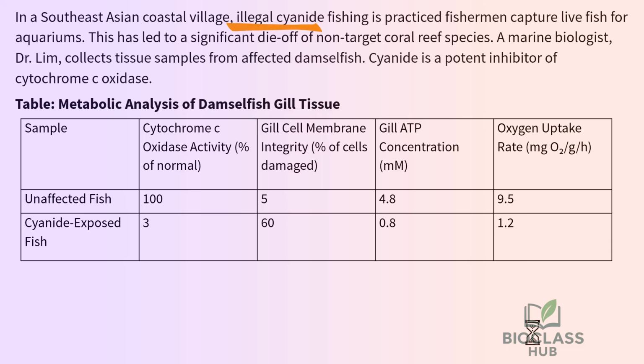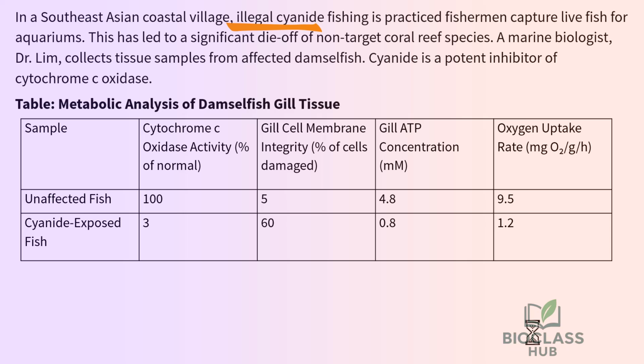Fishermen capture live fish for aquariums. This has led to a significant die-off of non-target coral reef species. A marine biologist, Dr. Lim, collects tissue samples from affected damselfish. Cyanide is a potent inhibitor of cytochrome C oxidase.